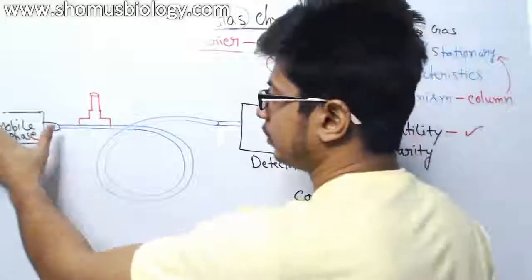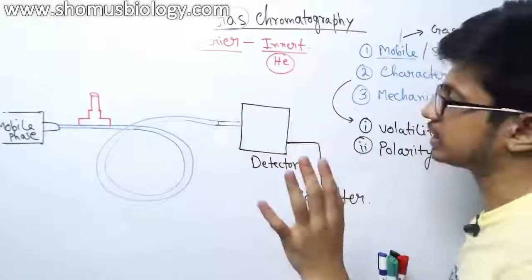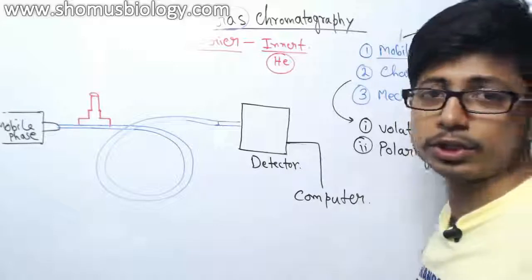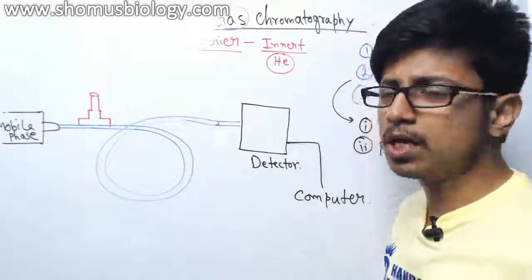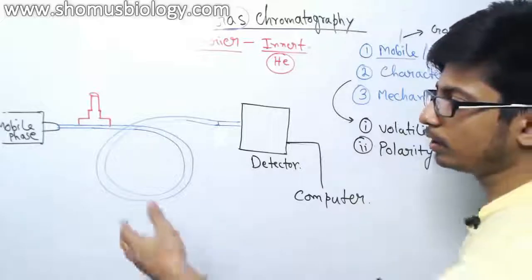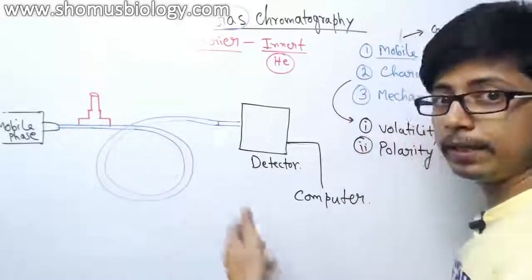The mobile phase contains gases, mostly inert gases like helium, but it may also carry nitrogen or hydrogen gas in some cases. It depends on the type of column that we use. There are two types of column that we can find here: it could be a packed bed column or a capillary column.